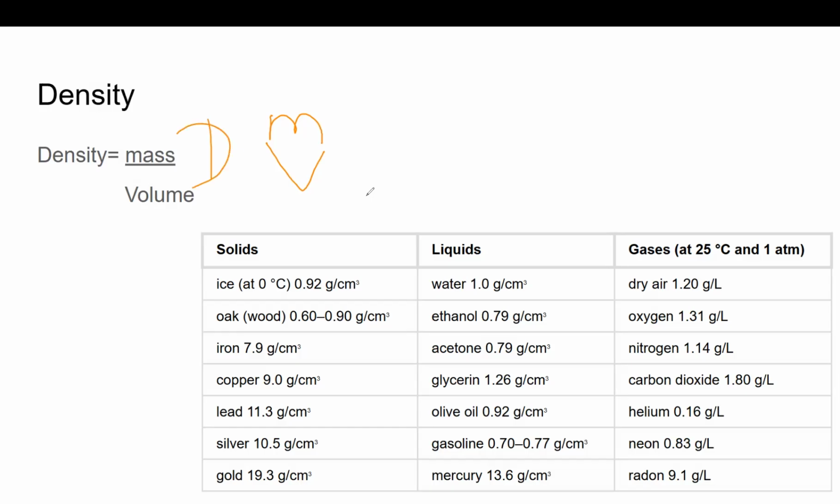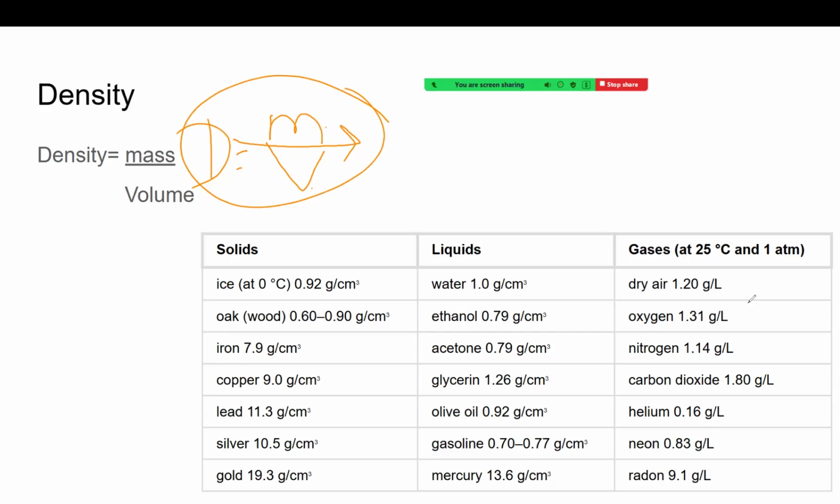And if you know the old 80s song, shot to the heart and you're to blame. You give love a bad name. So density is basically mass over volume, which is a shot to the heart. So if you can remember density and shot to the heart, you got the formula.